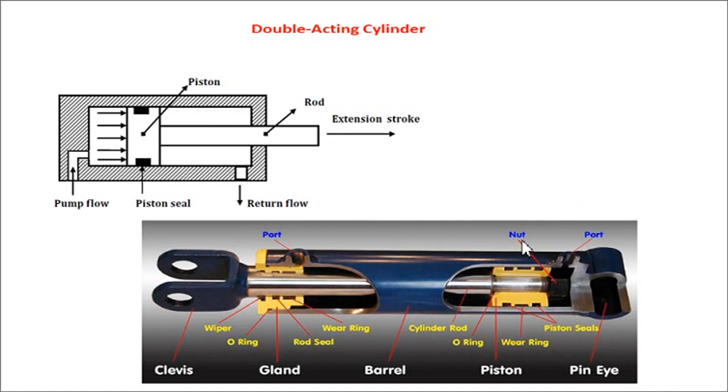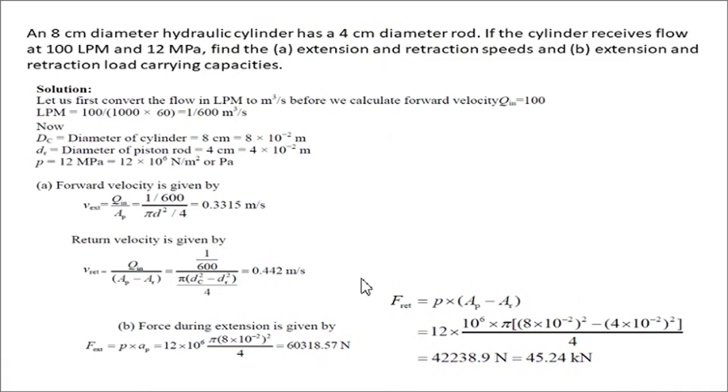So you can see that this is the basic construction of a hydraulic cylinder. It contains several seals which we will consider in the next slide. So this numerical is important. In this numerical, you know the cylinder size, and you know the discharge of the application and the pressure, and you want to find out the velocity of the actuator as well as the force which is given by the concerned actuator.